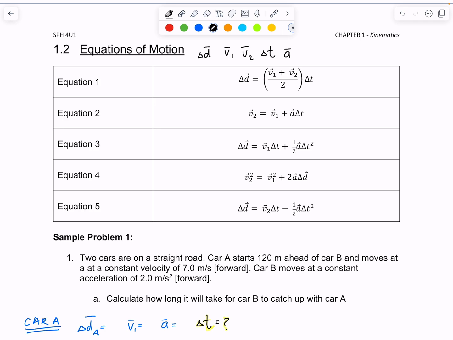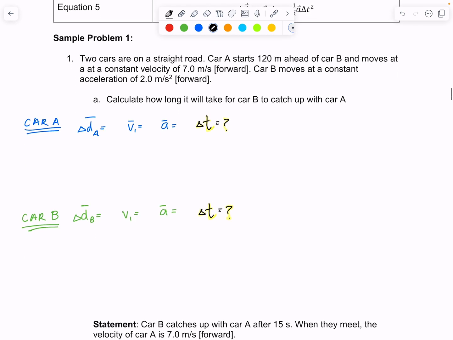Let's take a look at sample problem number 1, and we'll decide which equations we will use to solve this problem. Sample problem number 1. 2 cars are on a straight road. Car A starts 120 meters ahead of car B and moves at a constant velocity of 7 meters per second forward. Car B moves at a constant acceleration of 2 meters per second squared forward. What they want us to find is how long it will take for car B to catch up with car A. So essentially, what we are finding is the elapsed time.